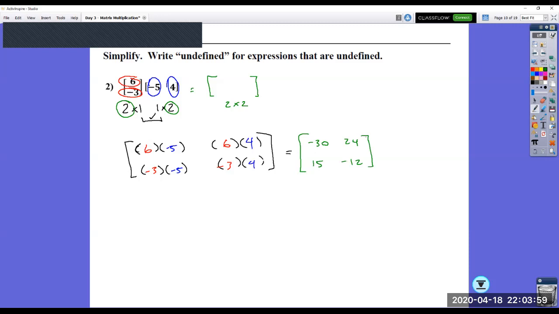Now it's important that when you write this together that you leave a little bit of space in between these just so it looks like a matrix. You don't want your top line to look like negative 3024. So a little bit of space is always helpful. So when you enter it in on Delta Math, you're feeling all right with that.